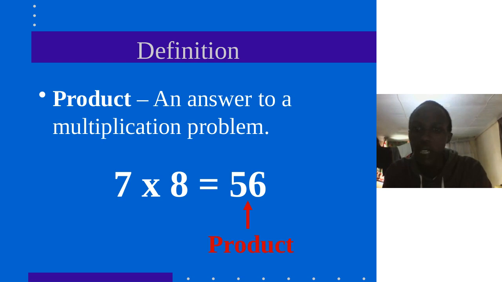First, we are going to define what a product is. A product is the answer to a multiplication problem, like 7 times 8 is equal to 56.